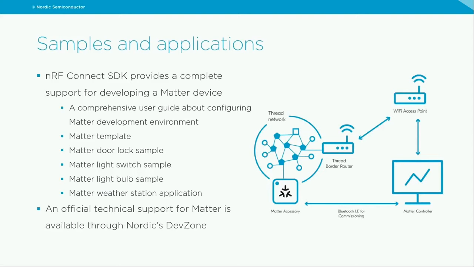We also provide a set of samples and applications. There is a Matter template, which you can use as a starting point for your application. There is a Matter door lock sample, Matter light switch sample, and Matter light bulb sample. And we also have a complete Matter weather station application, which provides all the necessary components to build a full-fledged Thread device, and which we used during Matter test events.